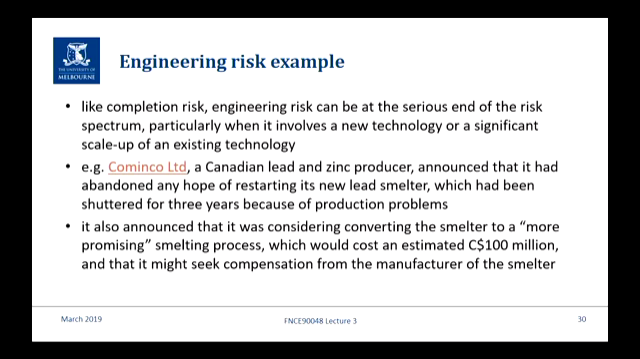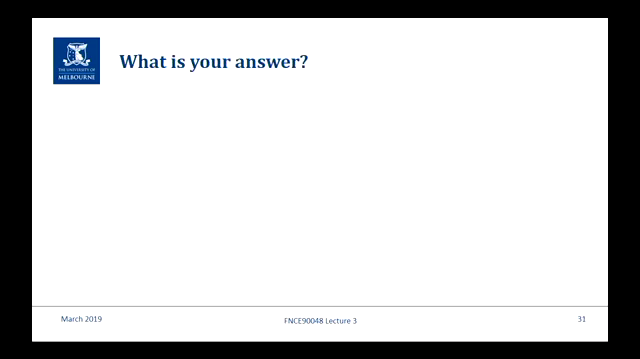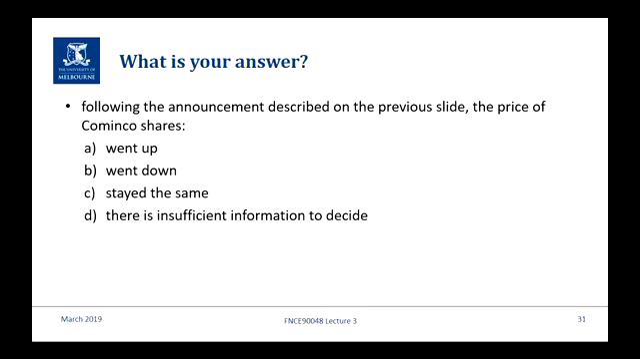So the two bits of the announcement is that they've confirmed they're not going to reopen it. They shut it down because it was a dud. We've paid for this new smelter, it's a dud, we've shut it down. But we're thinking of an alternative, and we're also thinking of suing the people that sold us the dud. What's your answer? Following the announcement, the price of Cominco shares A went up, B went down, C stayed the same, D, there is insufficient information.